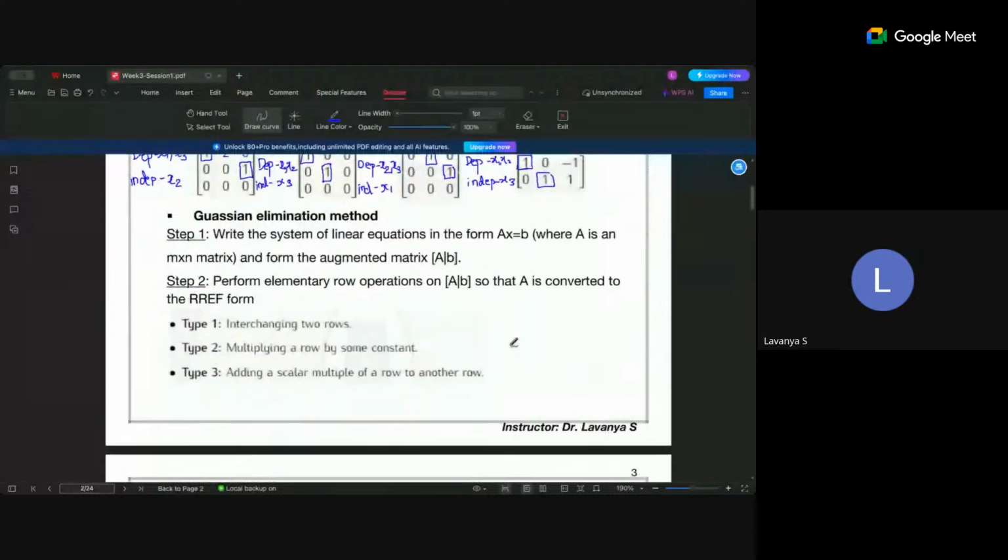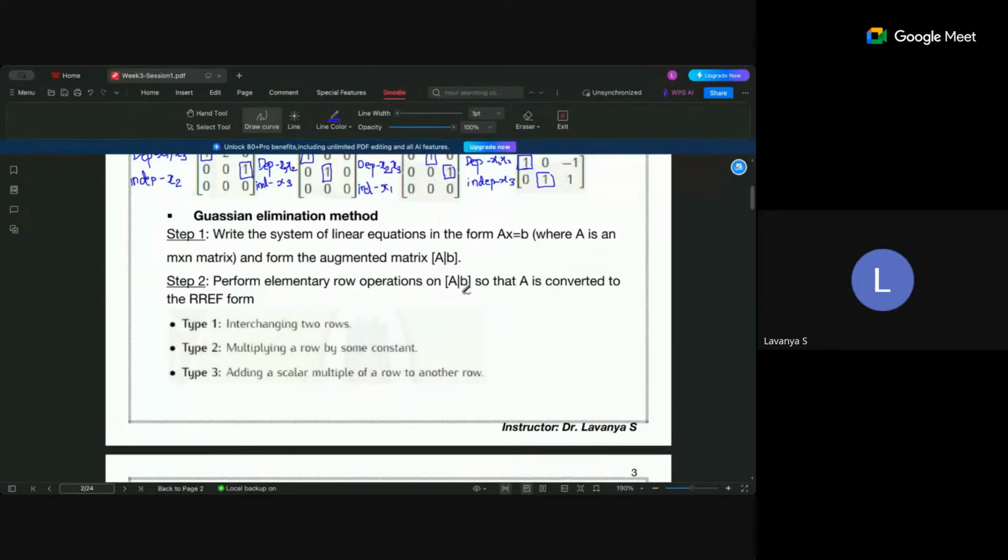Okay, so the next thing is the Gaussian elimination method. You have a system of linear equations in matrix form Ax = B. How do we find the solutions using Gaussian elimination? The first step is to write the augmented matrix. You write the matrix A and attach the vector B to it, and call this new matrix the augmented matrix.